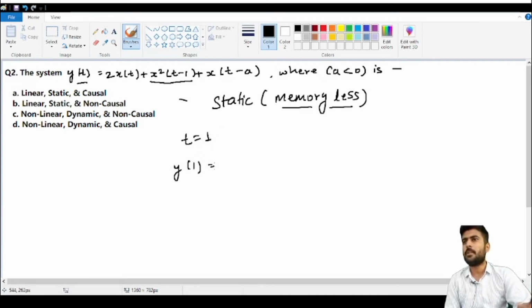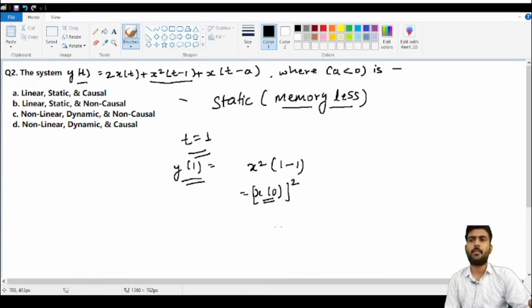So y(1) will be equal to, let's focus on this second term, x squared of 1 minus 1, which will be x(0) squared. So we can clearly see that the output at t equal to 1 is dependent on the input at t equal to 0. So this system is dependent on the past values. So we can say it is a dynamic system, not a static one.